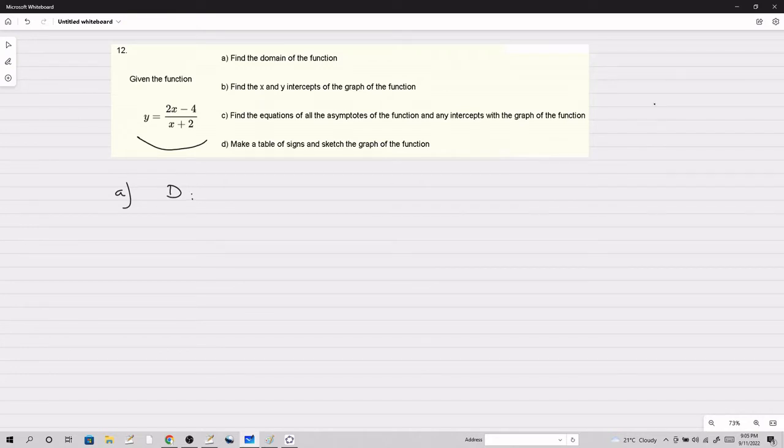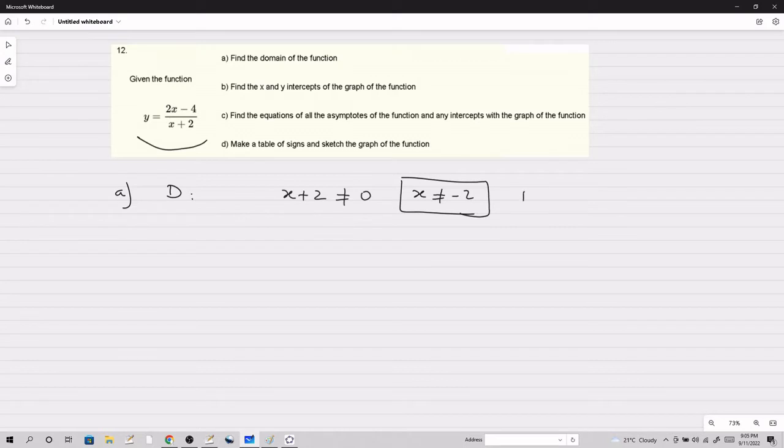Now the domain is the set of all values of x that will make the y value of the function real. So here we have a ratio of two polynomials. The polynomial in the denominator cannot be 0 because division by 0 is not allowed. And that gives me x not equal to -2.